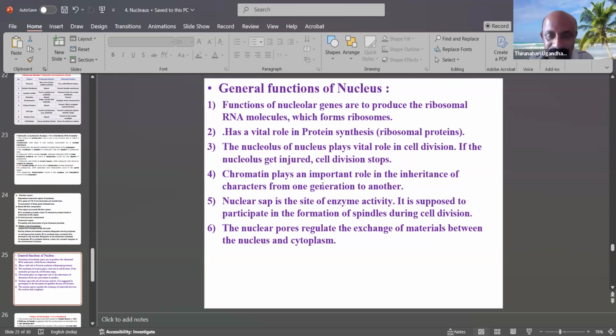Chromatin plays an important role in inheritance. The nuclear sap is the site of enzyme activity. The nucleus is supposed to participate in the formation of the spindle during cell division. The nuclear pores regulate the exchange of materials between the nucleus and cytoplasm. These are the major important functions of the nucleus.